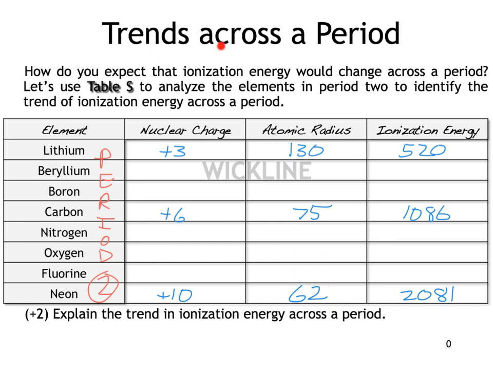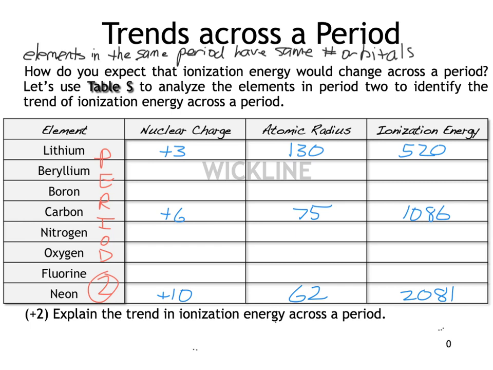Now this trend is just for the trends across a period, and what you need to remember across the period is that all the elements in a period have the same number of orbitals. Therefore, they are roughly on the same order of magnitude of size. So here's the way I would explain the data. Firstly, I would just say the nuclear charge for lithium is quite small, and therefore its radius is relatively large, at least compared to these other elements in the same period with the same number of orbitals.